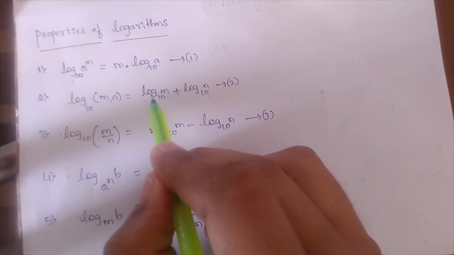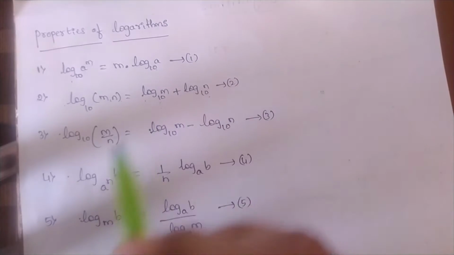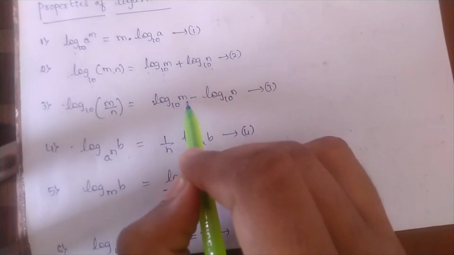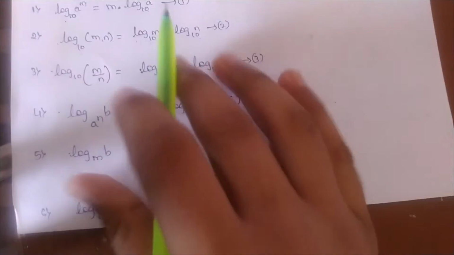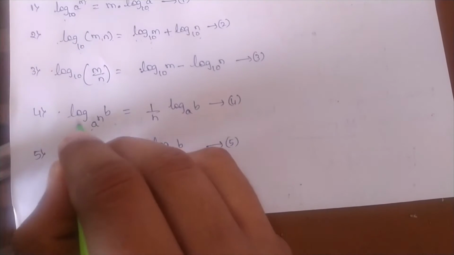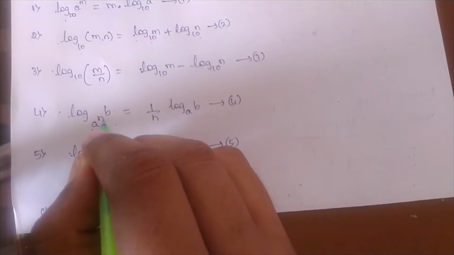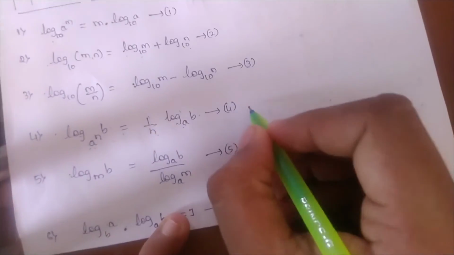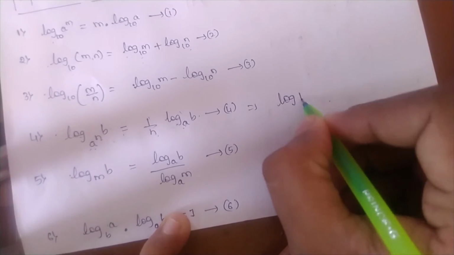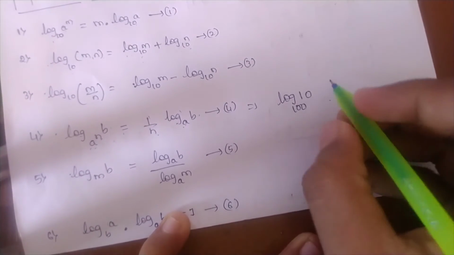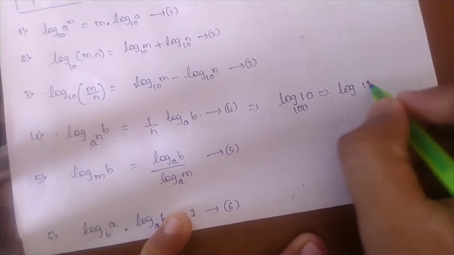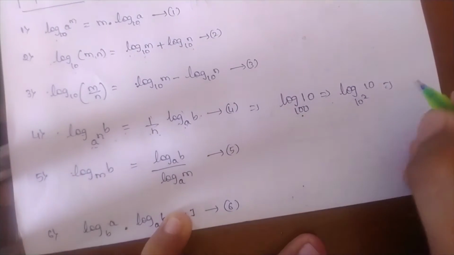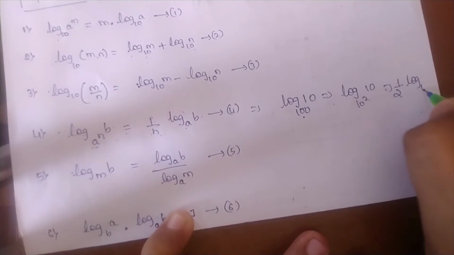Whenever there is a division inside a logarithm, it is treated as a subtraction of two logarithms. Here is another property: log b base a^n equals 1/n times log b base a. For example, take log 10 base 100. This 100 can be written as 10 squared, so by this property we can write it as 1/2 log 10 base 10.